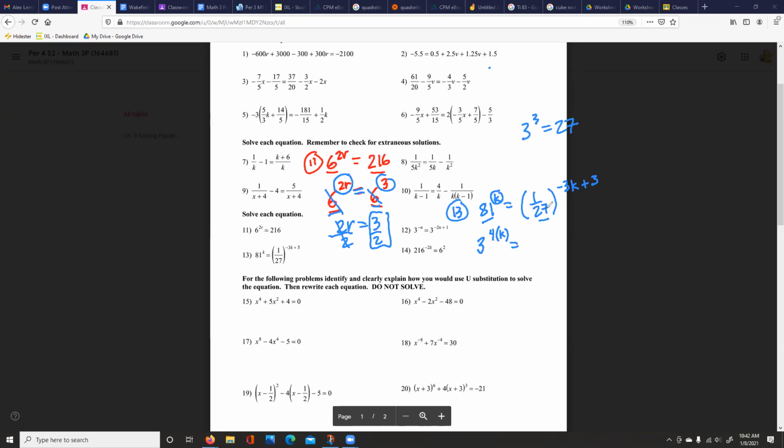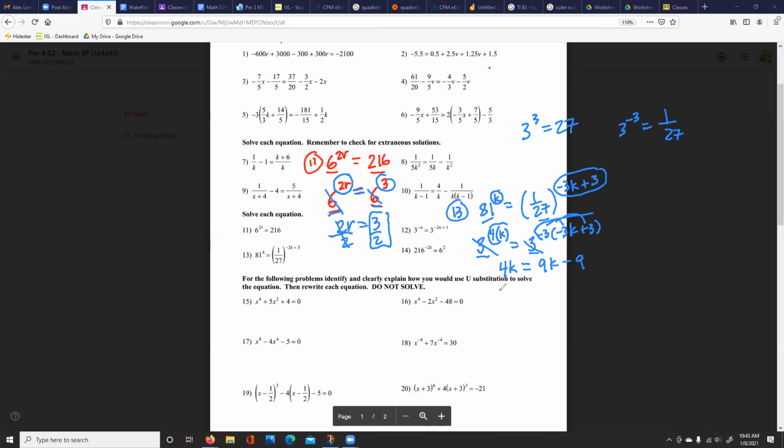So how do I get 1 over 27? That's 3 to the negative 3rd. Remember, 3 to the negative 3rd power is 1 over 27. So 3 to the negative 3rd times this stuff, negative 3k plus 3. Now that our bases are the same, our exponents have to be the same. So I could just drop the bases and go 4k equals, and let's go ahead and multiply this out. Negative 3 times negative 3k is 9k minus 9.